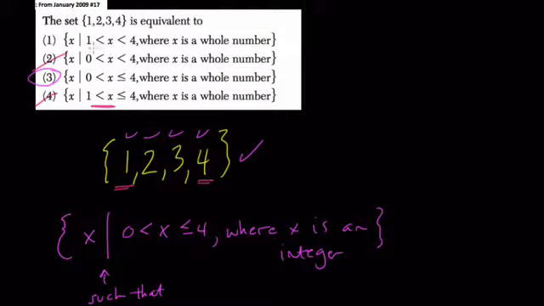Here, greater than 1 and less than 4, what would that be? Well, the integers that are greater than 1 are like 2 and 3, and that's it, because 2 and 3 are greater than 1 but less than 4. But we don't have just 2 and 3, we have 1, 2, 3, and 4.